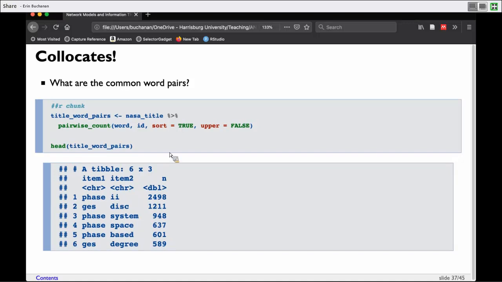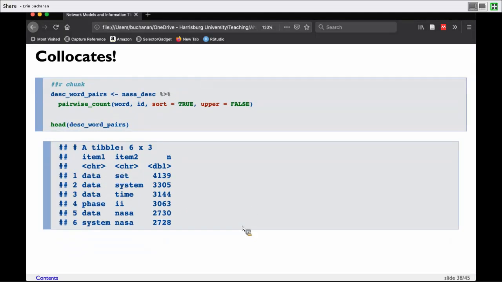Phase two. Phase system, phase space, phase base. So phase is a common word that gets used a lot with other words. In the descriptions, we see data set, data system, data time. Okay, phase two again, data NASA, system NASA. So we're starting to see the common pairs of words together.